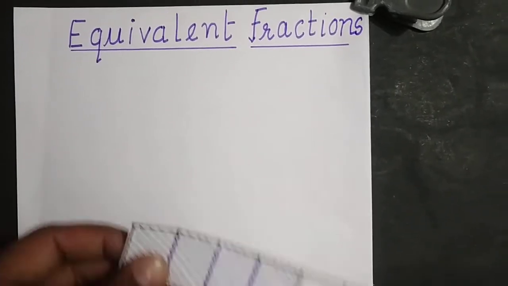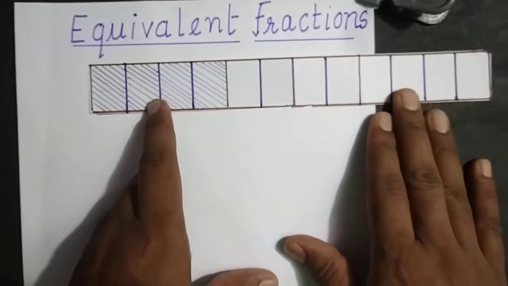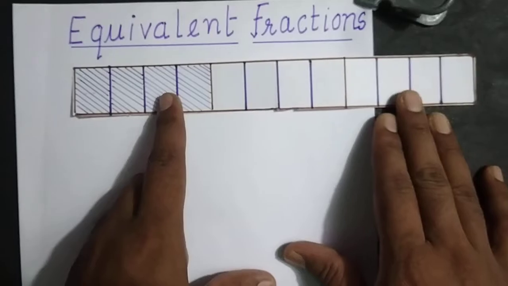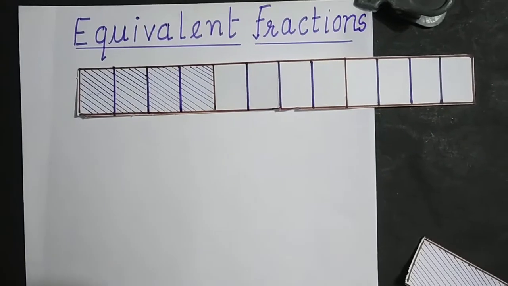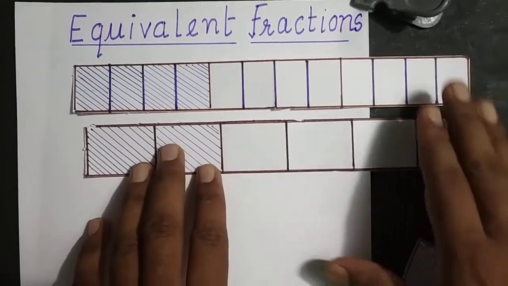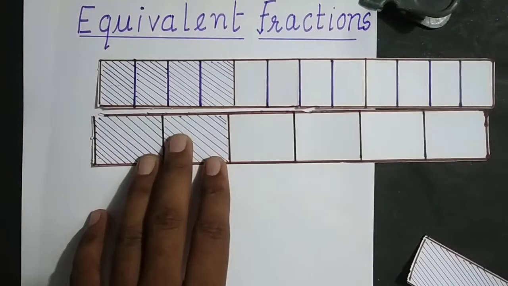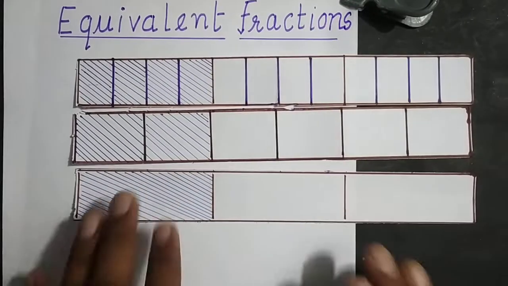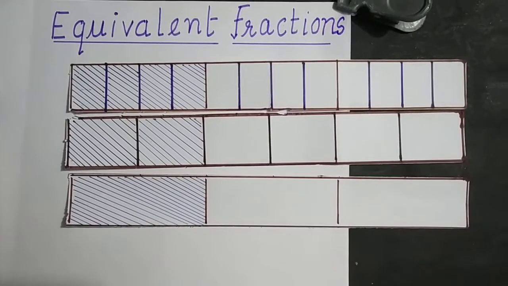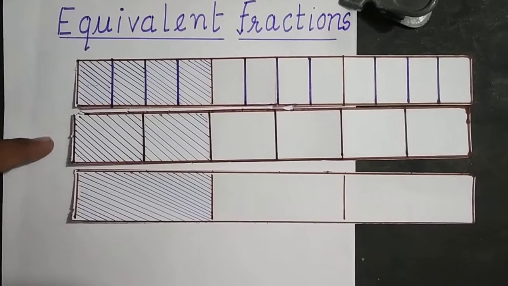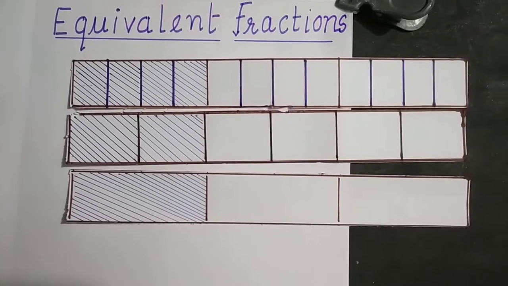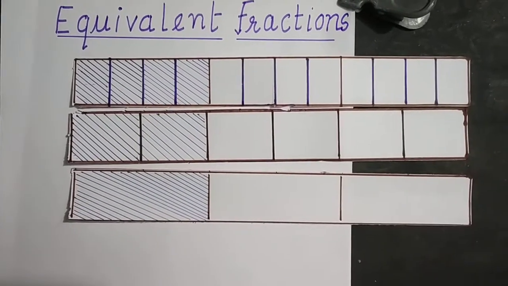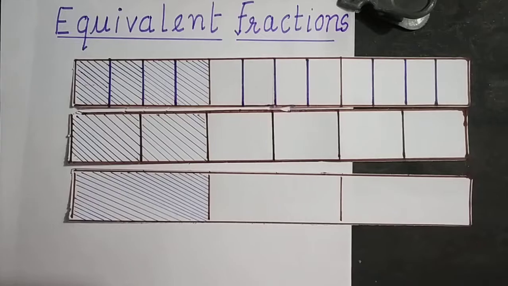So here you can see, this is strip A. This is paper strip B, and this is paper strip C. So easily you can see there are three paper strips, A, B and C. If we have to write the shaded portion in terms of a fraction, how can we write it?